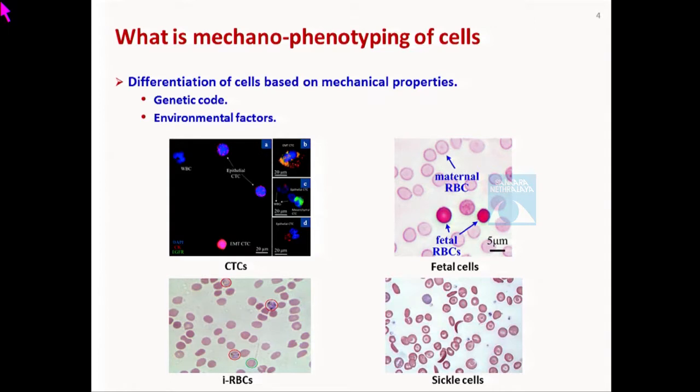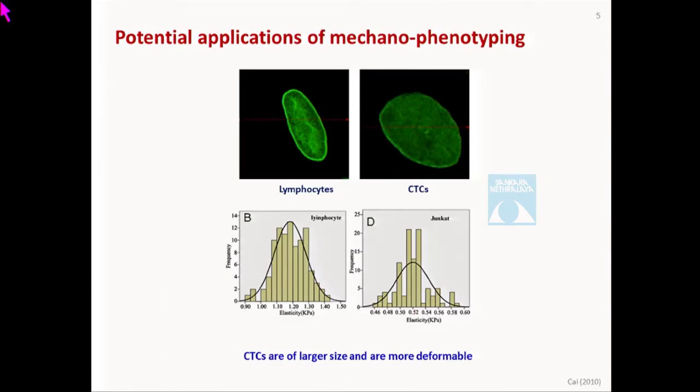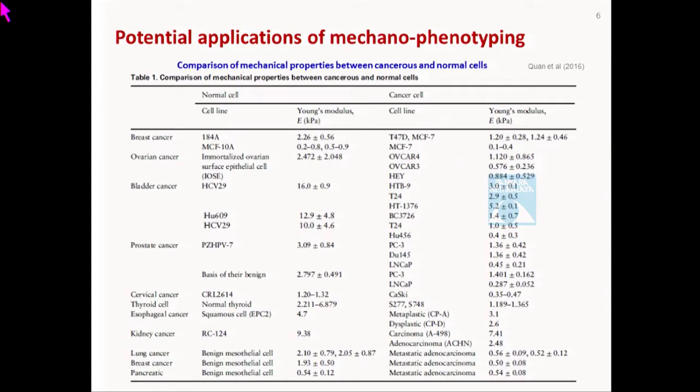So as you can see here, you can have circulating tumor cells which are quite different as compared to the normal cells, which are the PBMCs. Similarly, the fetal cells and the infected red blood cells would be quite different as compared to the red blood cells. And same is the case for sickle cell. If you look at circulating tumor cells and compare with the lymphocytes, typically circulating tumor cells are much larger in size and they are more deformable. That means the stiffness is quite small as compared to the normal cells.